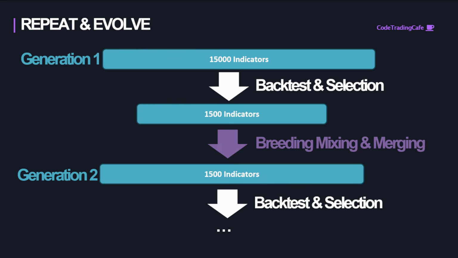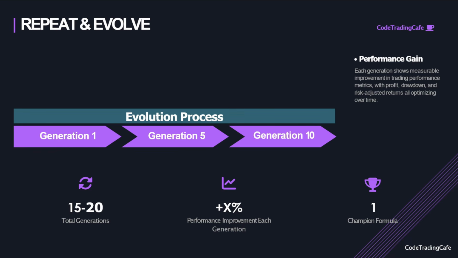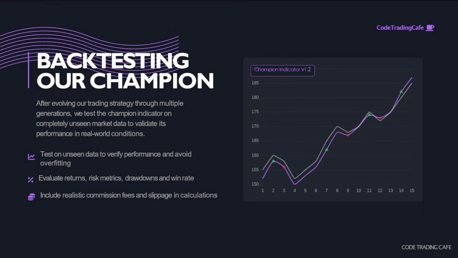Then we repeat the backtest with the new indicators. We select 10% again. We continue this process for a few generations. And after 10, 20 generations, for example, indicators evolve through these steps. And so we expect them to be more performant. Then we end up choosing the champion indicator from the last generation. It's kind of looking for this one best formula that could survive the entire process. And once we have this champion, we test it on completely new, unseen data to see if it holds up. We'll go through the details later on in the code.